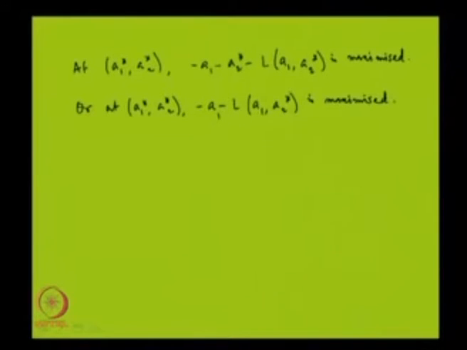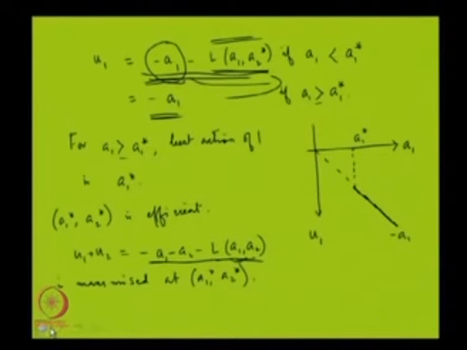So, it's better to write it this way: at A1 is equal to A1 star, this is being maximized. I am just removing this A2 star point because that is a constant. So, at A1 is equal to A1 star, this function is being maximized, and this function is something which we have seen before. This is the function.